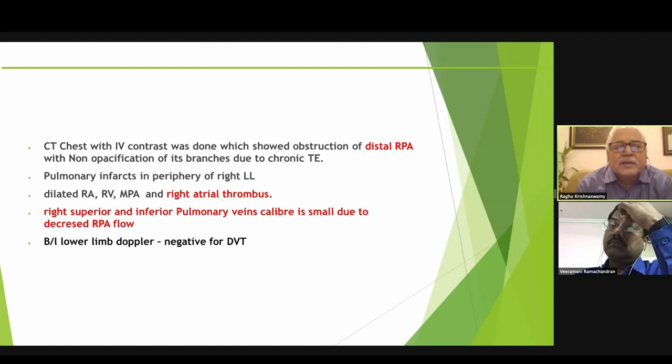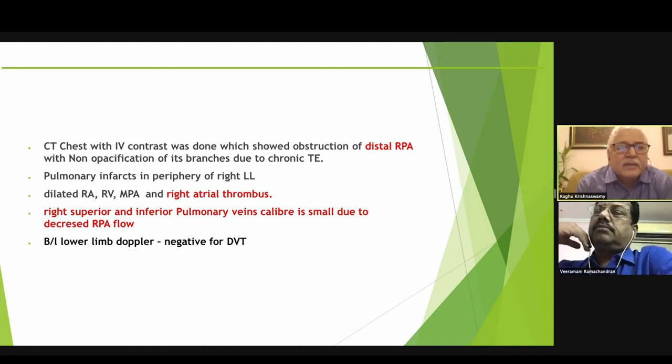CT chest with contrast was done, which showed obstruction of the distal RPA with non-opacification of the branches due to chronic PTE. Pulmonary infarcts in the periphery of the right lower lobe, a dilated RA, RPA, and MPA, and right atrial thrombus were also noted. The right superior and inferior pulmonary veins were thought to be smaller in caliber because of decreased RPA flow. Bilateral lower limb Doppler was negative for DVT.